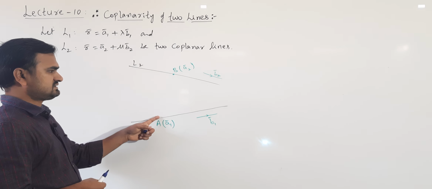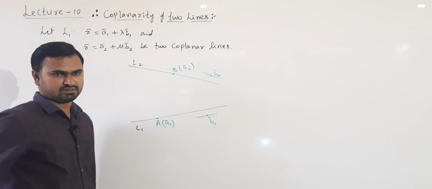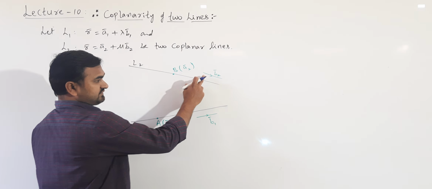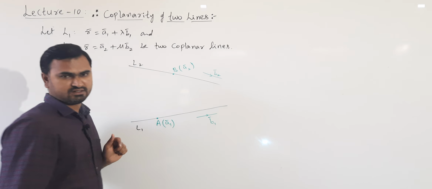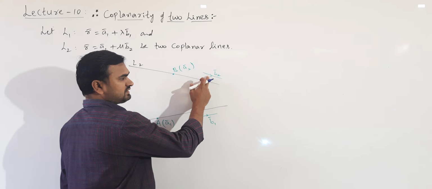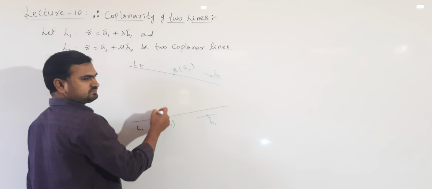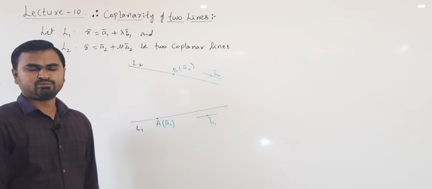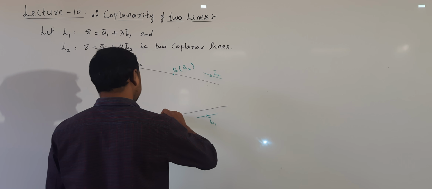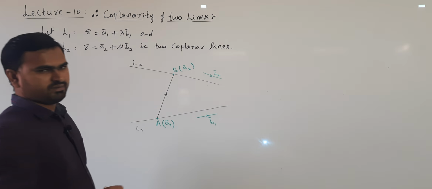Now these two lines are coplanar. Okay, we are assuming that they are lying in this plane of the board. So when these two lines are lying in the plane of the board, the vectors b1 bar and b2 bar are also lying in this same plane. And where the points A, B are lying, they are also lying on the plane of the board. Okay, so by joining A, B, we get vector AB bar like this.